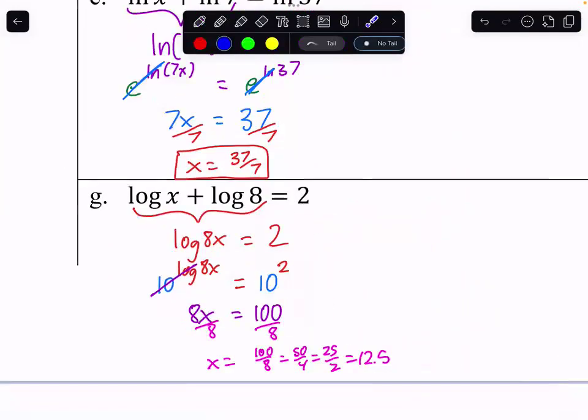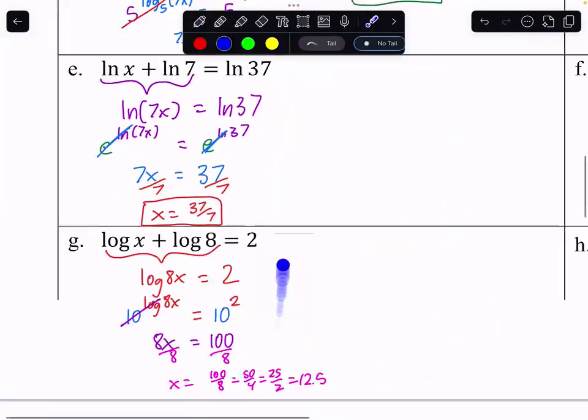Again, if you compare those two problems, in both of them, we combine the two logs into one. In part E, the other side was also a logarithm, so it canceled out. In part G, the other side was not a logarithm, so it did not cancel out. We had to actually do the exponent.